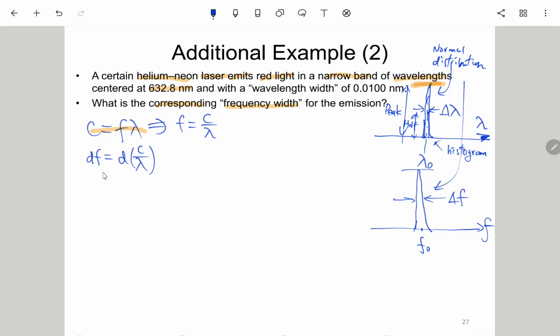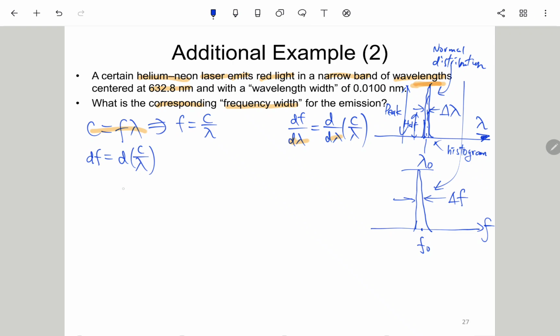So here we can write it as df equals d of c over lambda, or if it is more like a derivative, you can consider it to be df d lambda equals d over d lambda of c over lambda. It will be even more easy to understand. Simply speaking, this one is d lambda. Here we just skip this d lambda, but they are supposed to be the same thing.